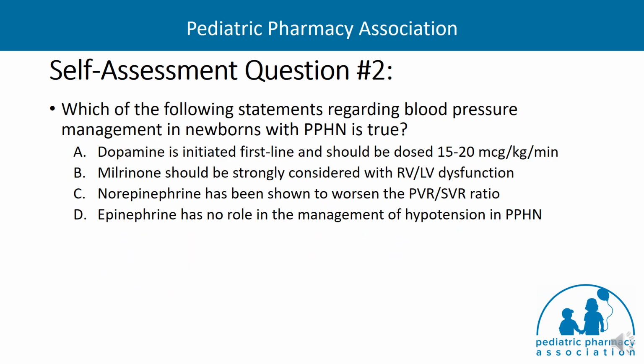Okay, self-assessment question number 2. Which of the following statements regarding blood pressure management in newborns with PPHN is true? A, dopamine is initiated first line and should be dosed 15 to 20 mg per kilo per minute.